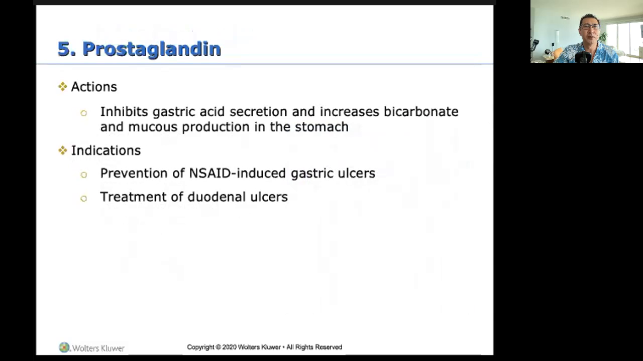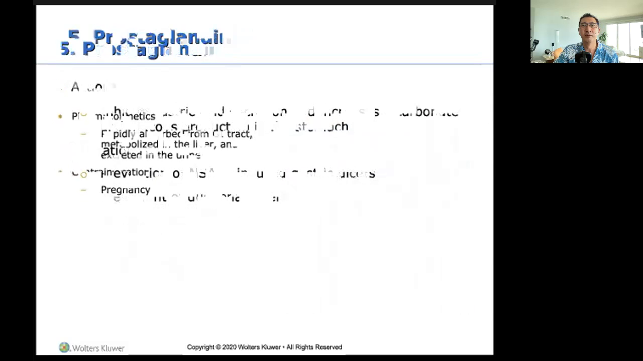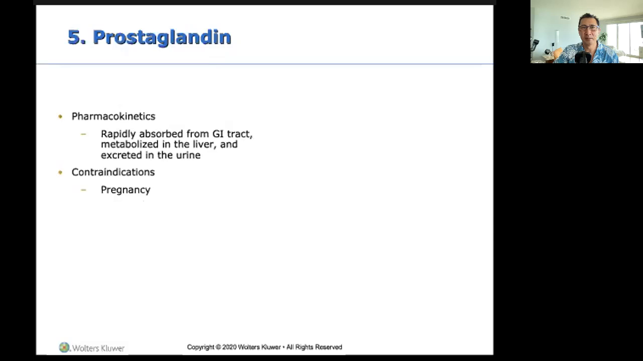Prevention of NSAID-induced gastric ulcers, treatment of duodenal ulcers. What's so special about this medication? I'm going to test you on this prostaglandin, because I'm already telling you that it's a special drug. The previous 4 medications I talked about, Protonix, Pepcid, Carafate, they give the stomach a coating so it doesn't burn. It gives them a soothing sensation from their GI issues.